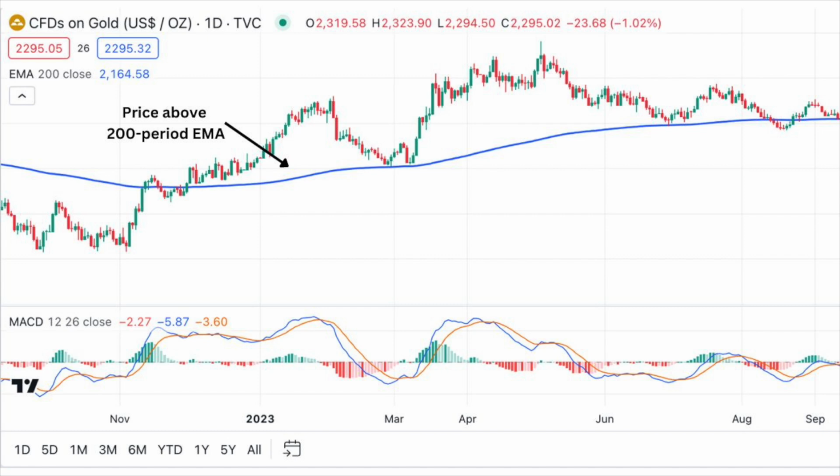A valid signal to enter a long trade is when the MACD line crosses over the signal line, like we spoke about before, and we have a green histogram. These two lines must cross below the zero line for it to be a valid signal. If they cross on the line or above the line, they're not considered valid.